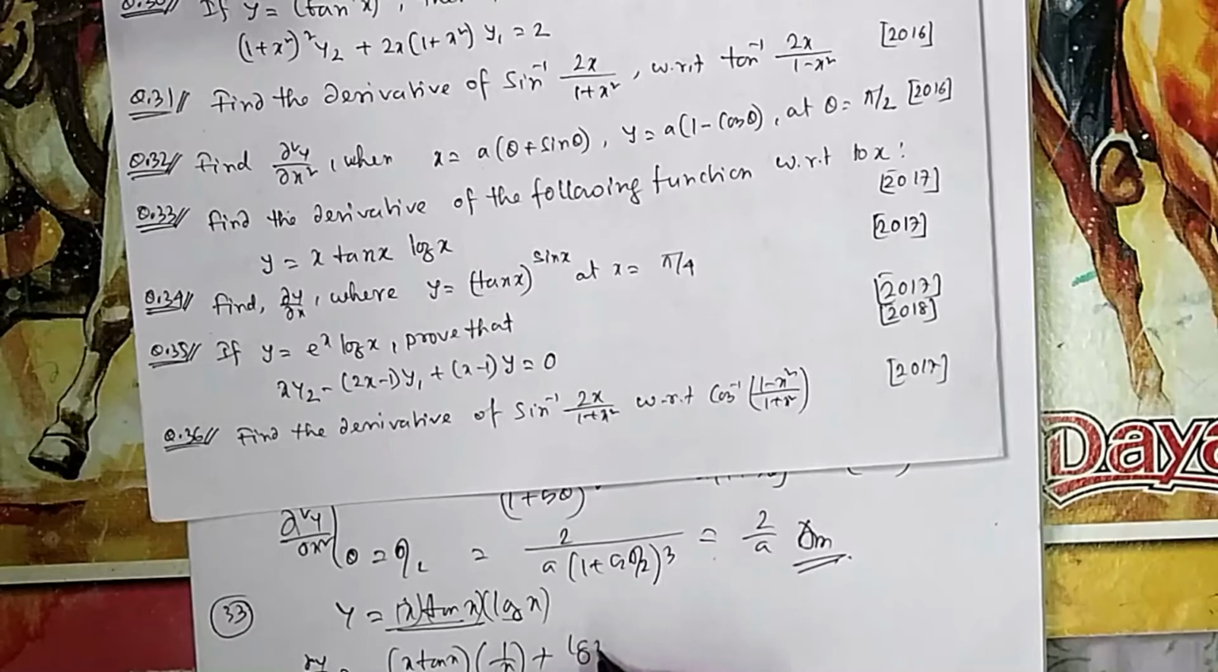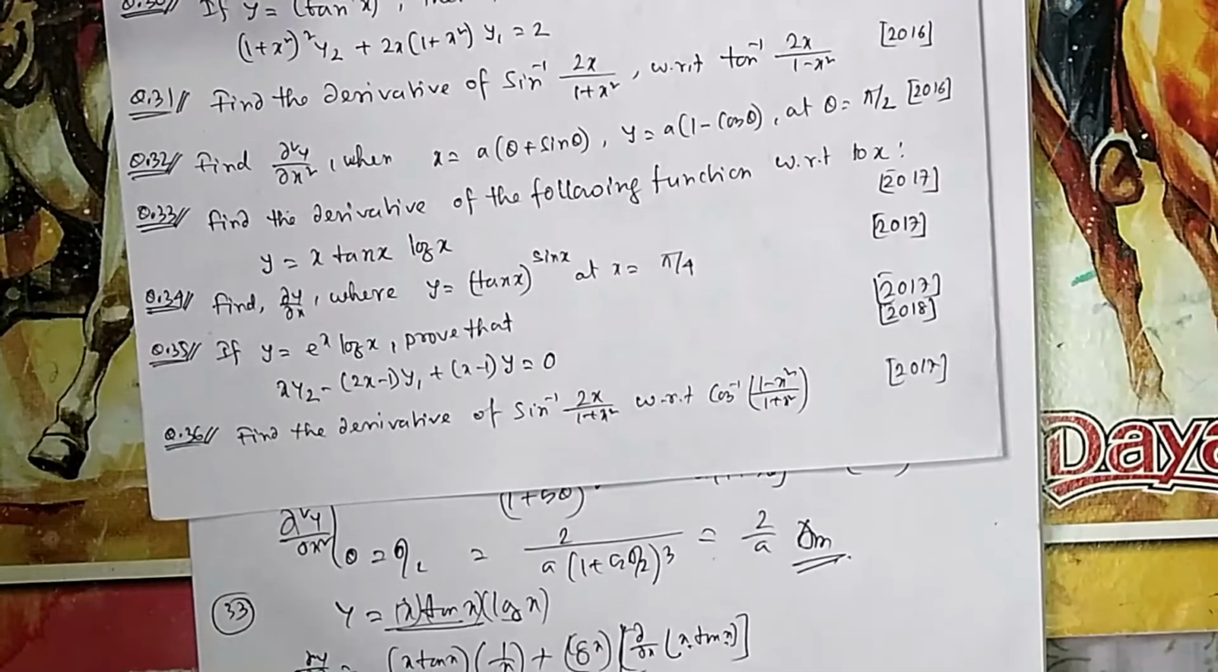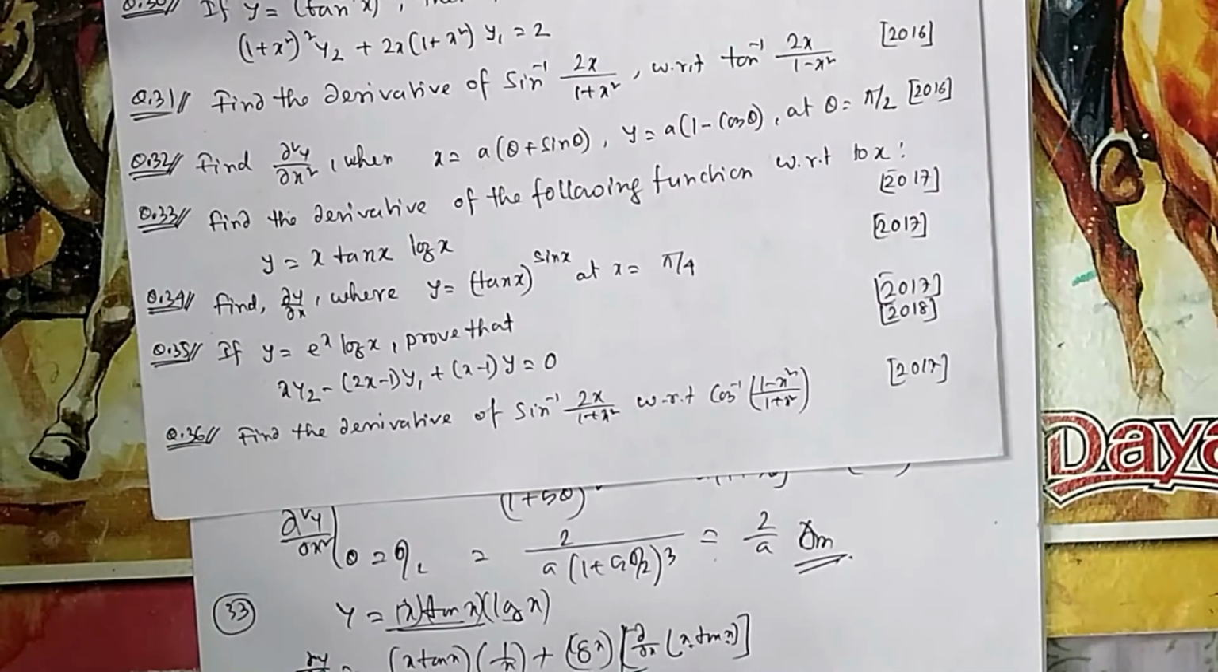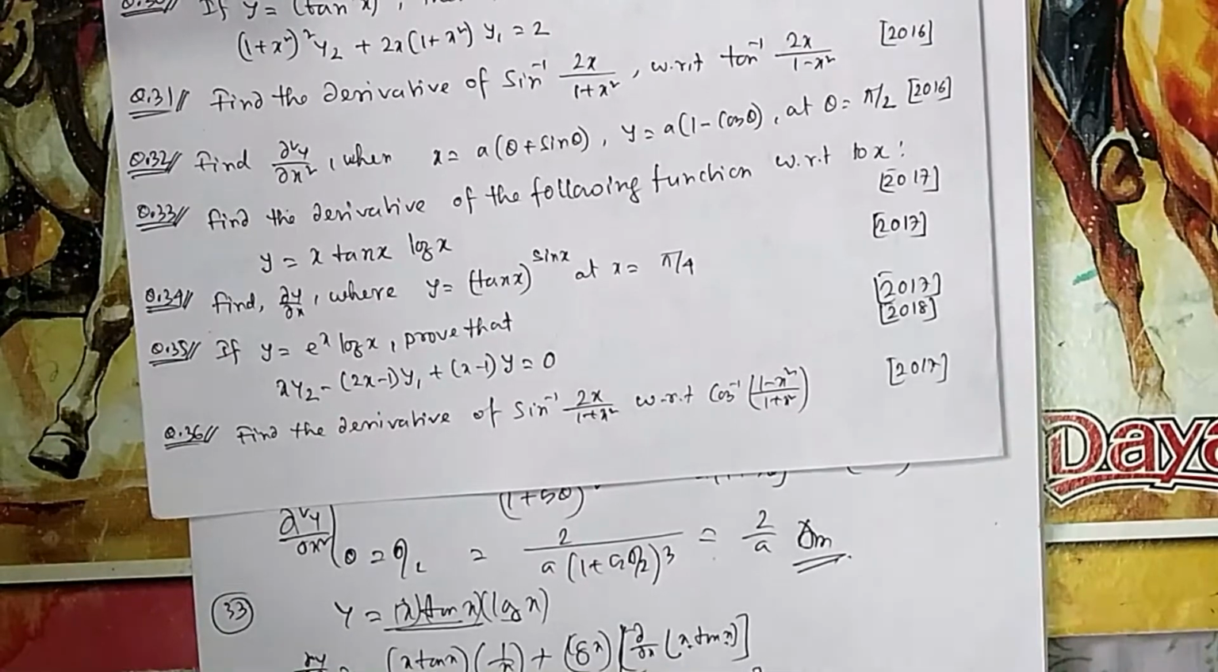Next you take log x constant, differentiation d dx of x tan x, because here you have to apply u into v again. So the x gets cancelled. So tan x plus log x into, here first you take x constant, d dx of tan x is sec square x, plus tan x constant, d dx of x is 1, into 1, I am not writing. So this is your answer.